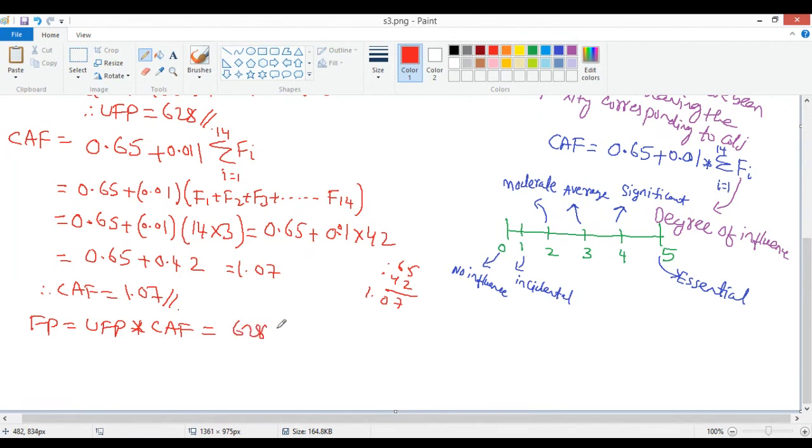So this was 628 multiplied by 1.07. If you do it, you will get 671.96. So therefore I can take function point as 672. If it is more than 0.5, you can take the next number. If it is less than 0.5, take the lower number. So this is how we got the solution. I hope you have understood.